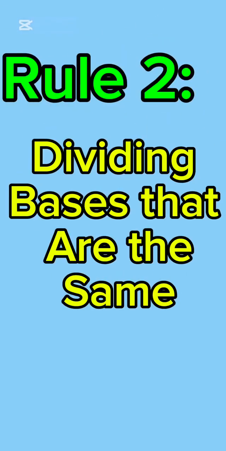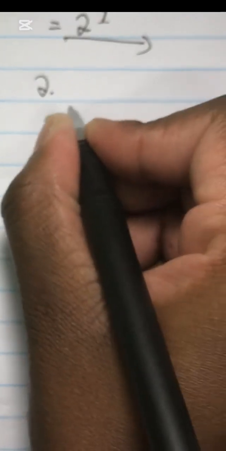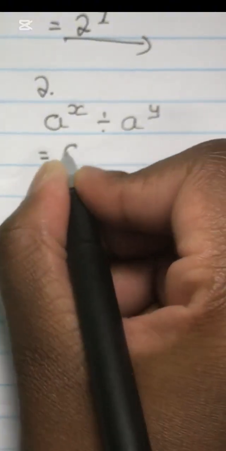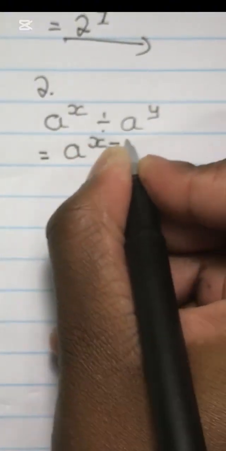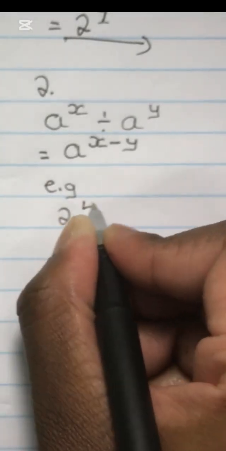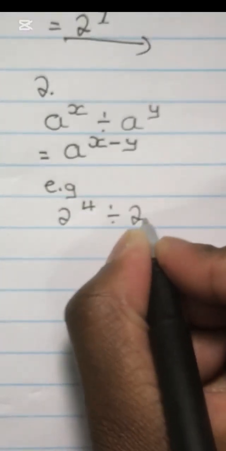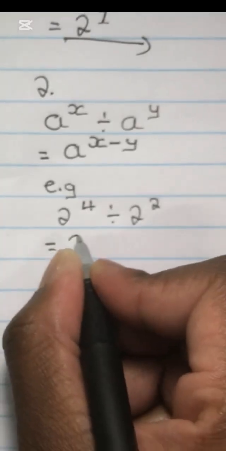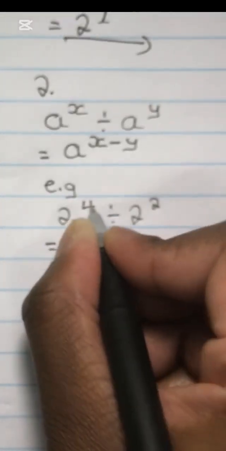Rule number 2, dividing bases that are the same. If you get a to the power x divided by a to the power y, again you take one base and then you subtract the powers, x minus y. For example, if you get 2 to the power 4 divided by 2 to the power 2, you take one base, that is 2, and then you subtract 4 minus 2 and get 2.